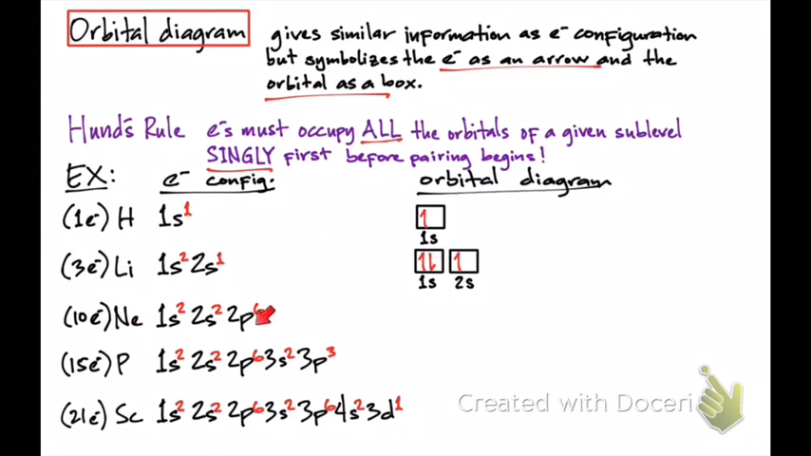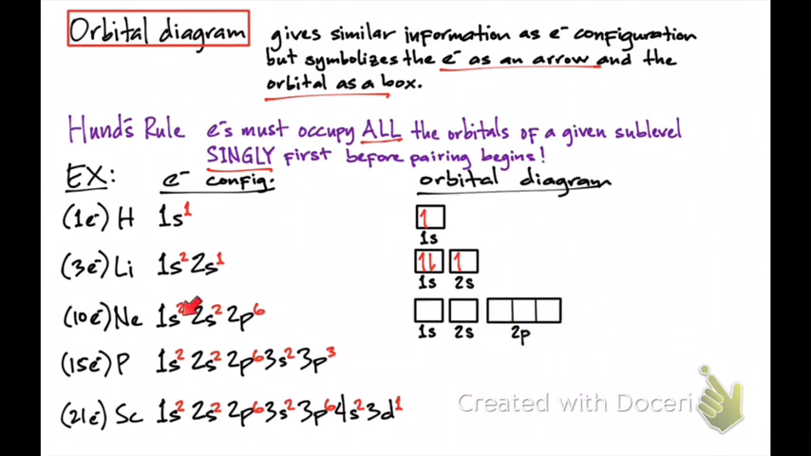Now let's move on to neon. Neon has the 1s box, the 2s box, and then the 2p. The 2p contains 3 boxes that are connected because a p sublevel contains 3 different p orbitals. Each box represents an orbital, a p orbital. So you have a px, py, and a pz.